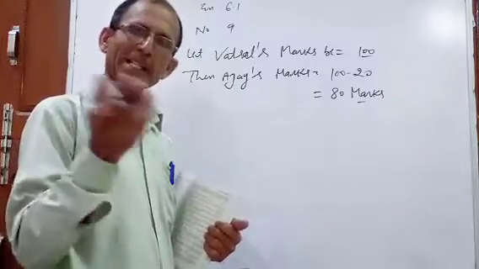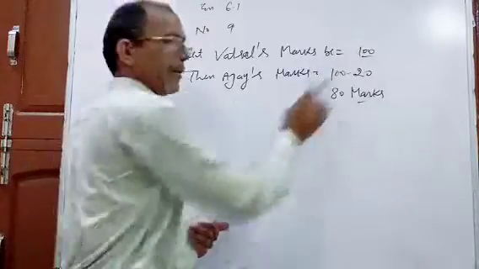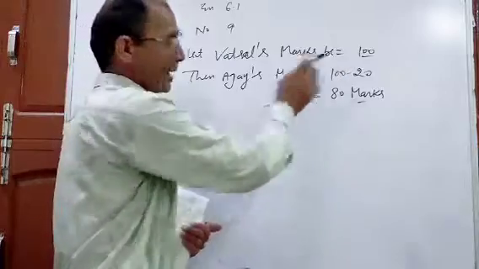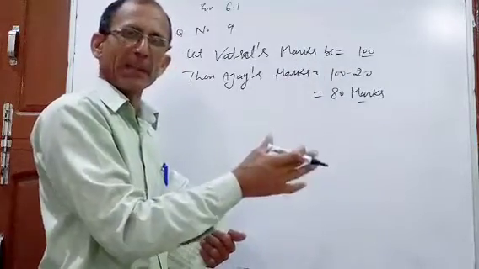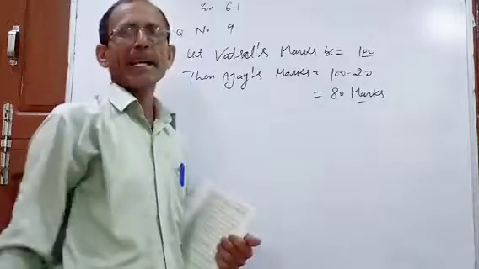Because Ajay is getting 20% less marks than Vatsal's, I assumed Vatsal's marks 100. So this is a simple thing. It means Ajay is getting 80 marks.